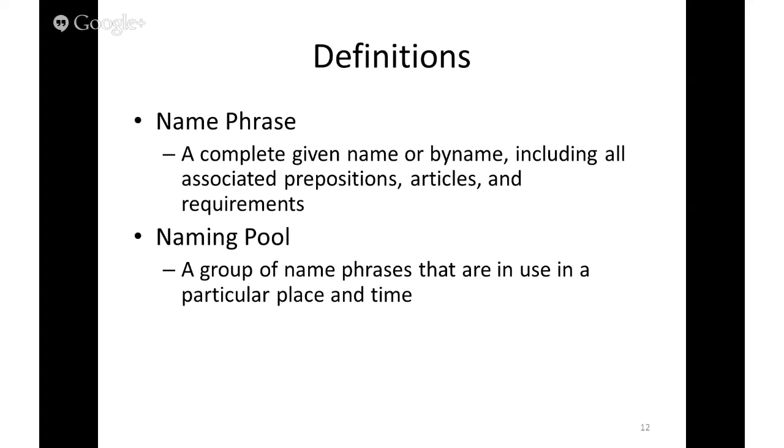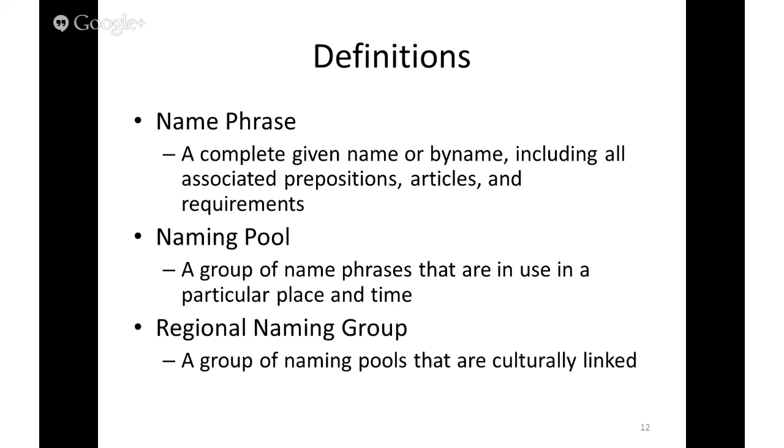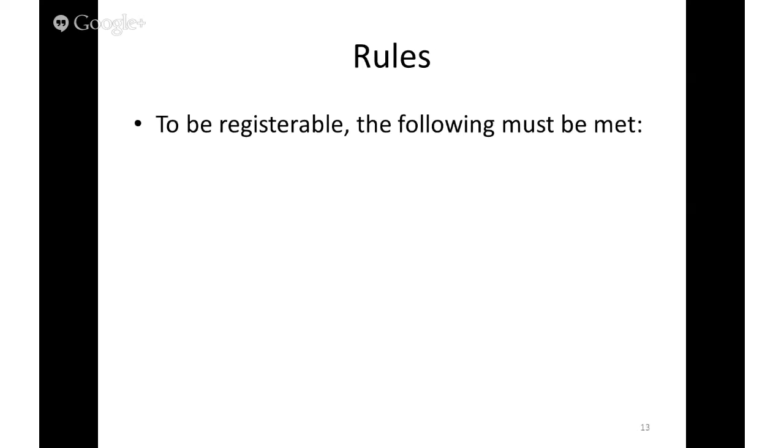We talk about naming pools. This is a group of name phrases that are in use in a particular place and time. So it might be something like 14th century England or 13th century France. Naming pools are grouped into what we call regional naming groups. This is a group of naming pools that are culturally linked. One example is from the British Isles. English is a naming pool. Welsh is a naming pool. They're both part of the same regional naming group because the cultures really were very linked, and there was a lot of trading of names back and forth.